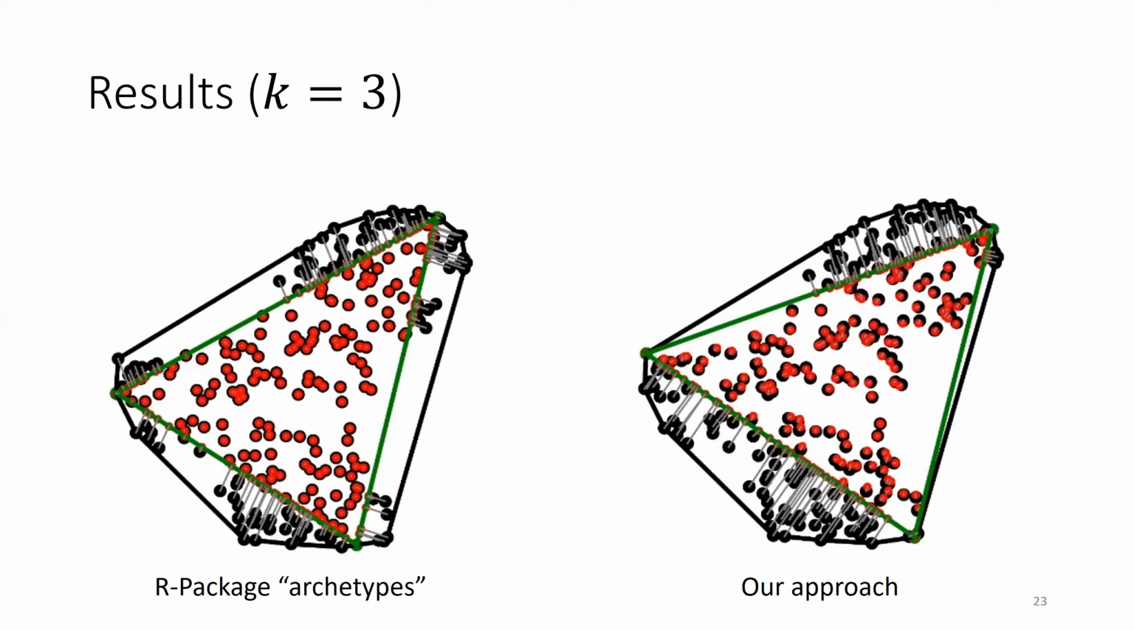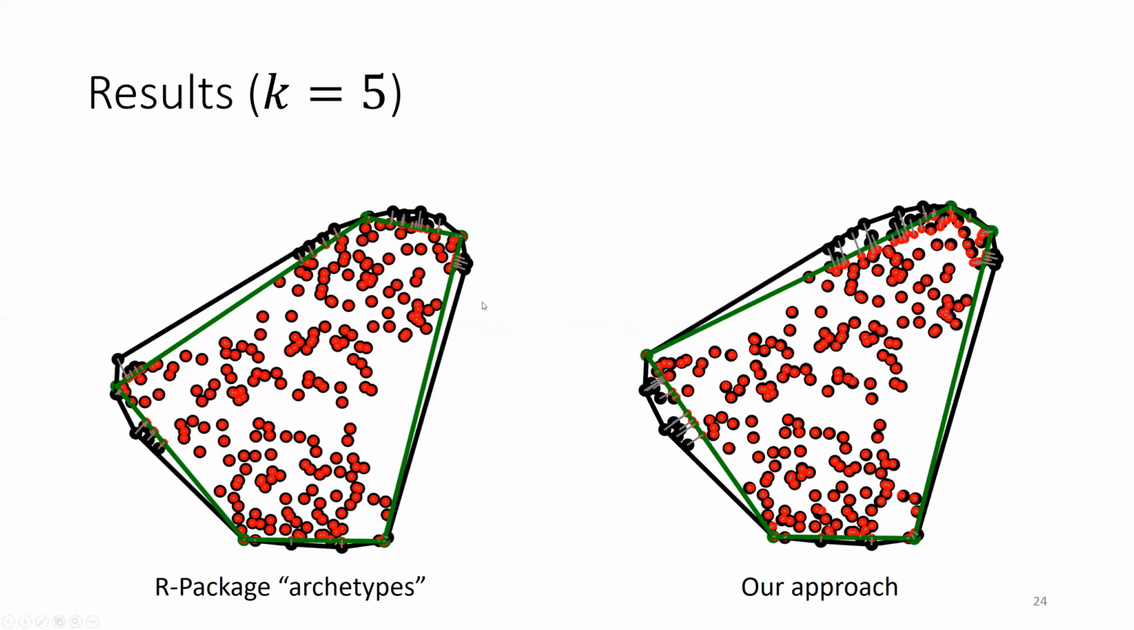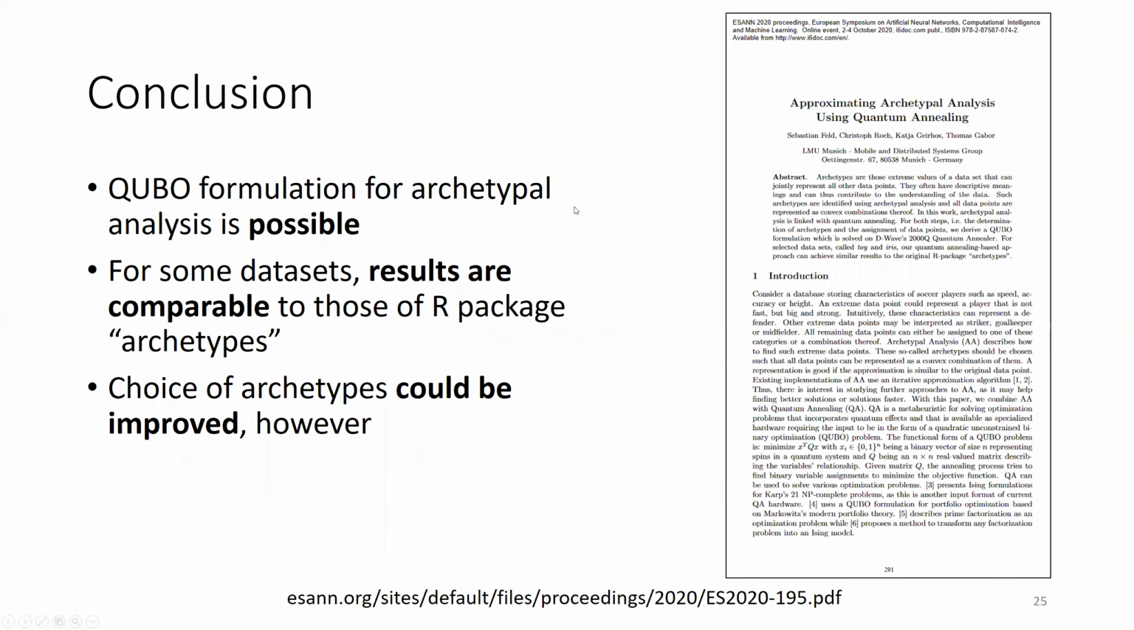So just to give you an impression, on the left-hand side, you see again this toy data set with black points with the convex hull, and the green lines are the approximation of the convex hull with the archetypes. This is the original R package archetypes. And on the right-hand side, you see our approach, our quantum annealing approach, and it looks similar. And it gets even better when we say, dear algorithm, please get me k equals 5 archetypes. This idea was accepted by the conference ESANN, and it will be presented at an online conference next week or so.